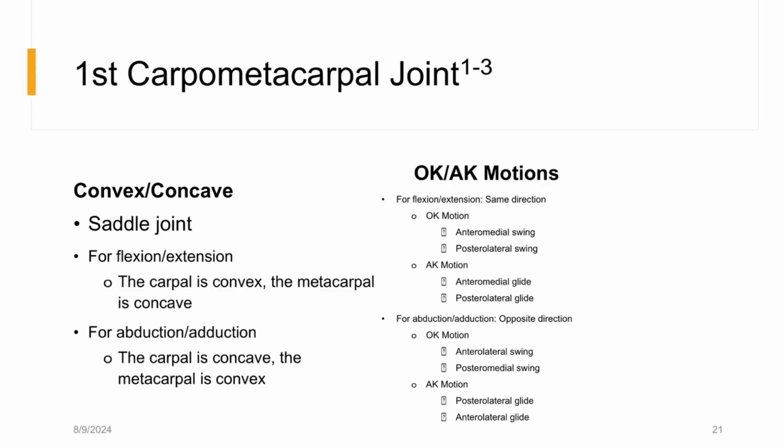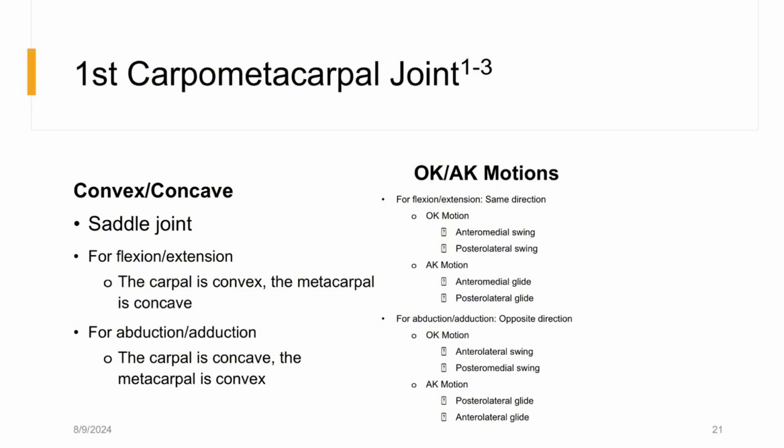Alright? We did talk about our concave, convex rule with the saddle joint. With the saddle joint, you have the movements of flexion and extension, right? You also have the movements for abduction and adduction. So when we talk about flexion and extension, the convex portion of the carpal is going to be moving on the concave portion of the first metacarpal. All right, this is what makes it a saddle joint.